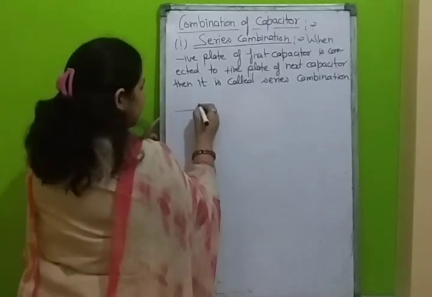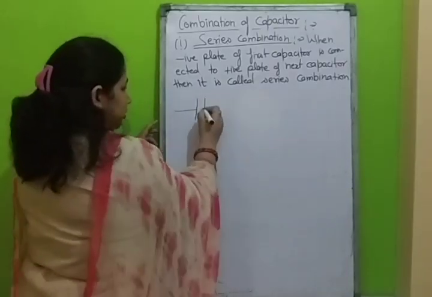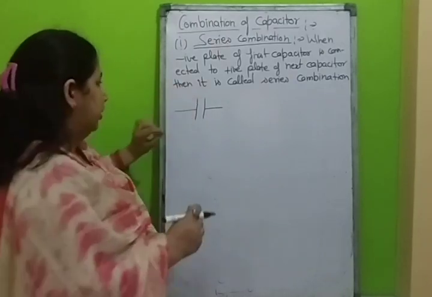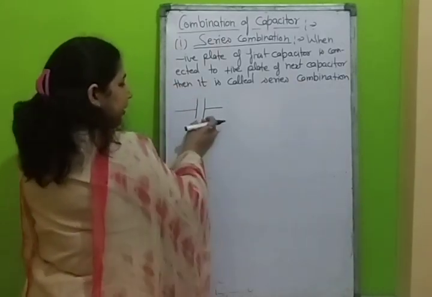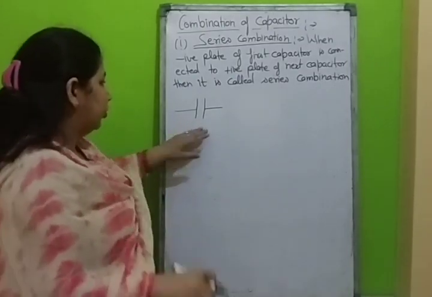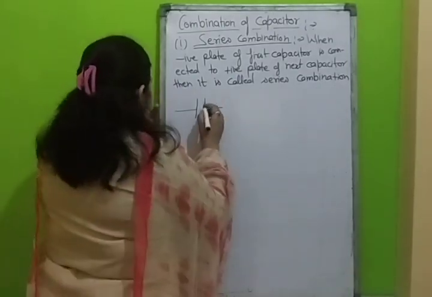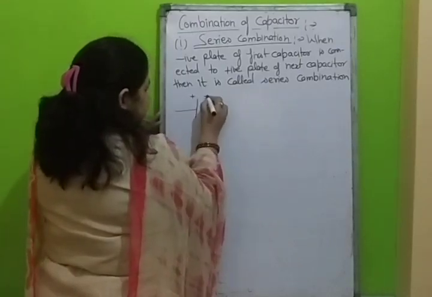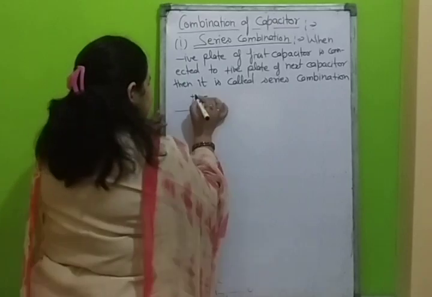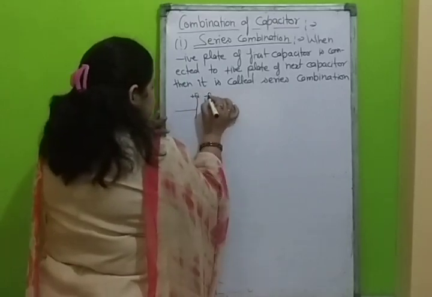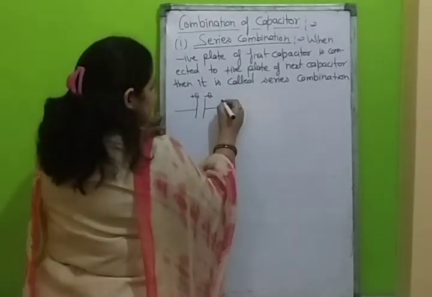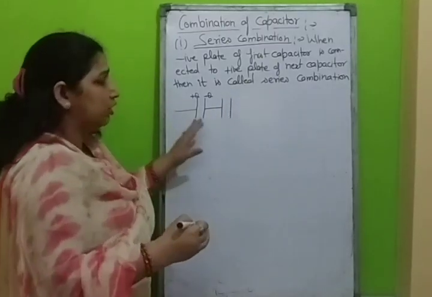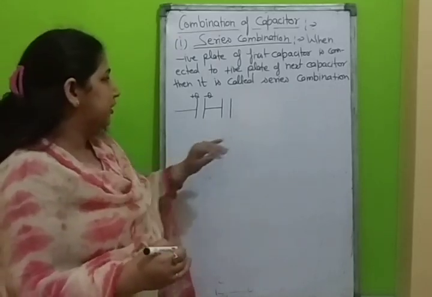How will we connect? Suppose we have a capacitor. The notation of capacitor is two equal lines separated by a small distance. This is the notation of capacitor. This is the positive plate and this is the negative plate of the first capacitor. Here the positive Q charge and here the negative Q charge. As we combine in series, the charge on all the capacitors will be the same.